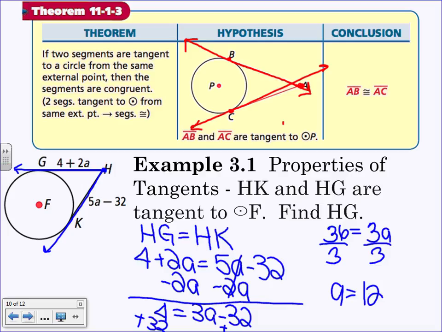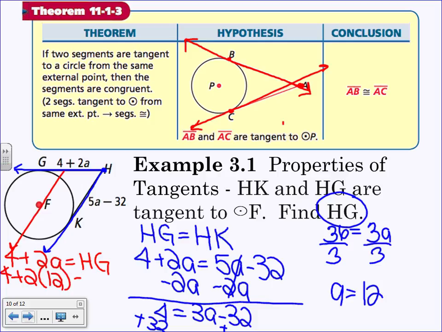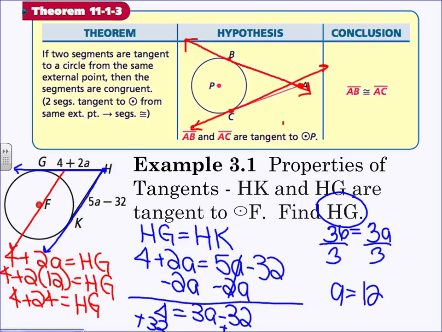Now the problem wanted us to find HG. So we're going to take the answer that we found for a, and we're going to plug it back into HG's equation, which was 4 plus 2a. So we get 4 plus 2 times 12. 4 plus 24 is 28. So HG equals 28.